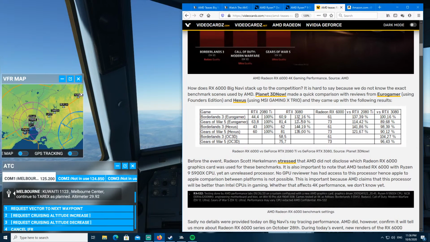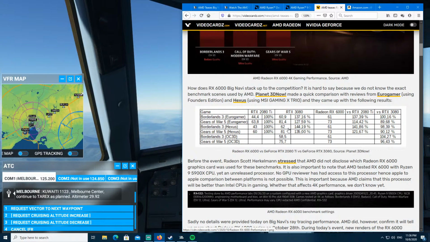But I have a hard time reading this table, comparing the Big Navi to the 2080 Ti and 3080, and does it mean it's 100% better and 137% better? I'm not sure, or I don't know how to read this table. We don't know the exact benchmark used by AMD. Planet 3D made a quick comparison from reviews from Eurogamer using Founders Edition and Hexus using MSI Gaming X Trio. Came with the following results.